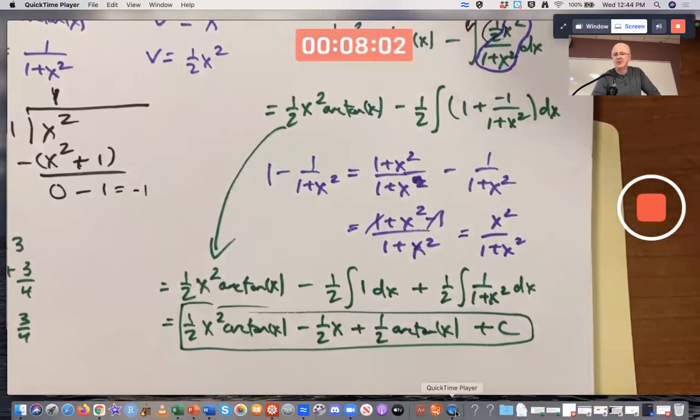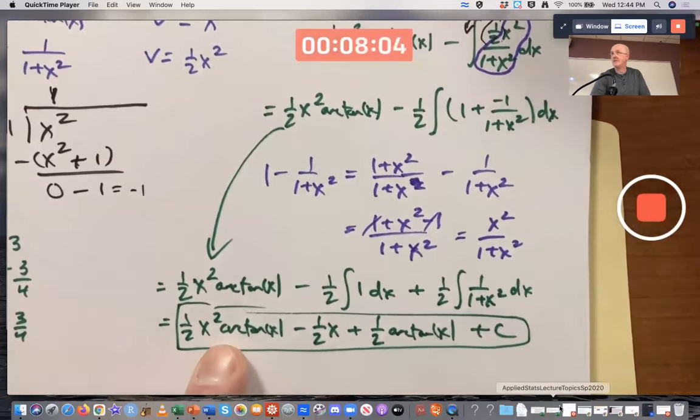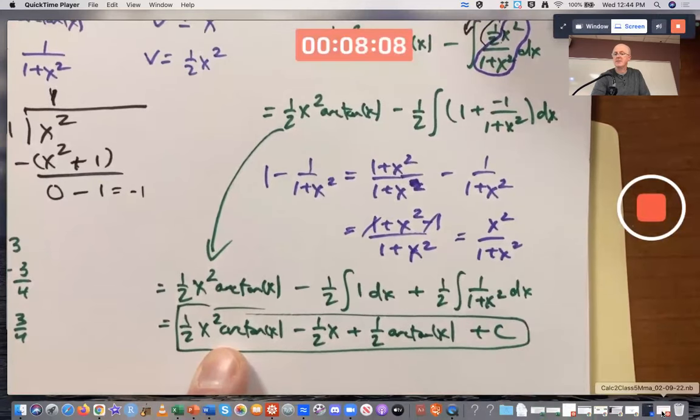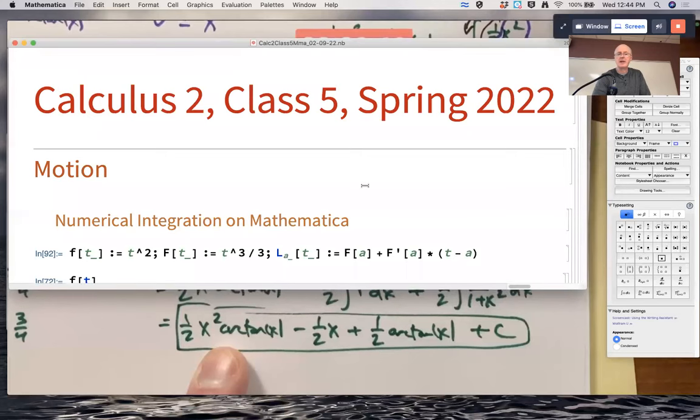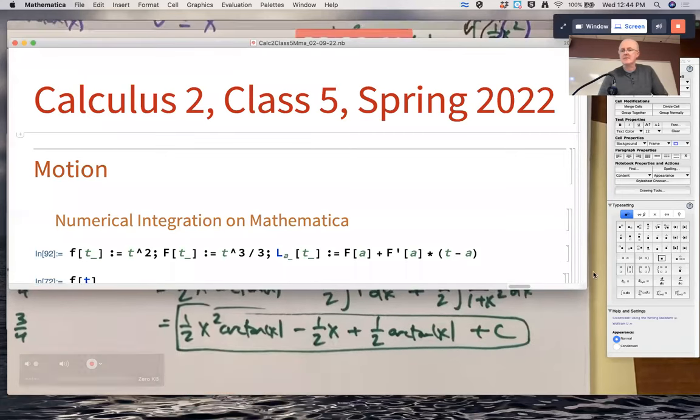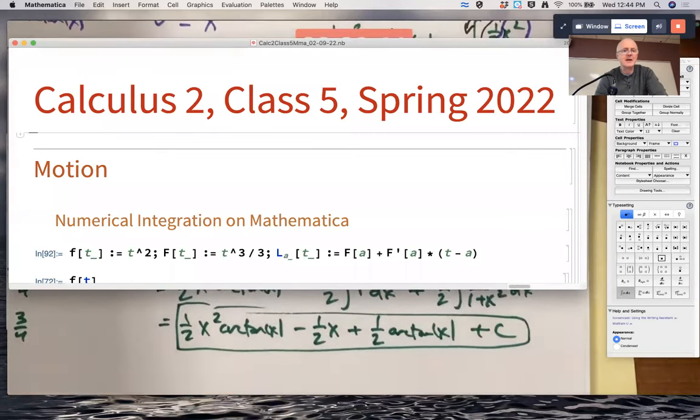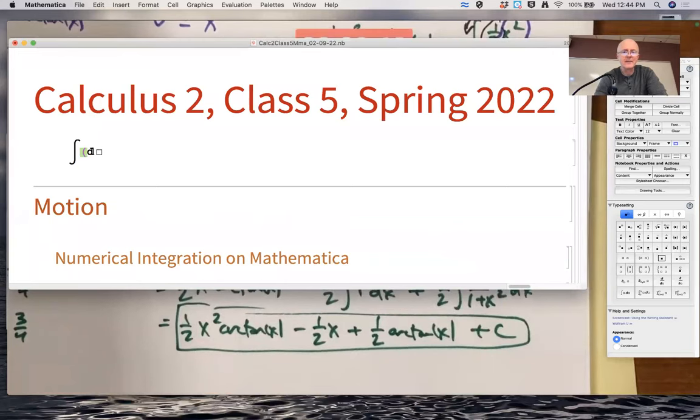I could check it by differentiation, and notice if I did, I'd have to use the product rule. Remember I said, anytime you check an integration by parts, you've got to use the product rule. Let's do it two ways with Mathematica to save time. The original function was x times arctangent of x. You have to type that into Mathematica like that, with a capital A and a capital T.